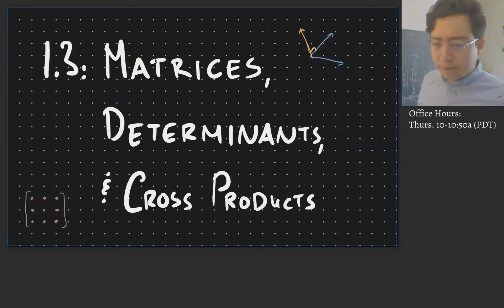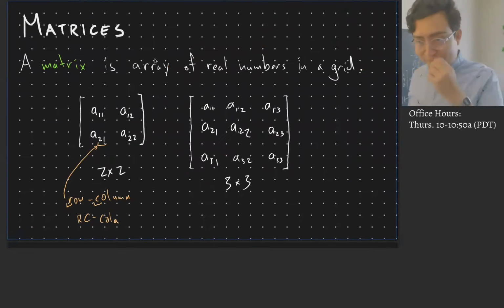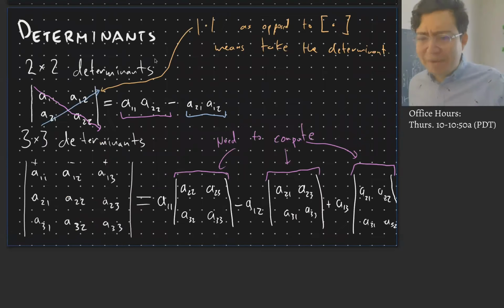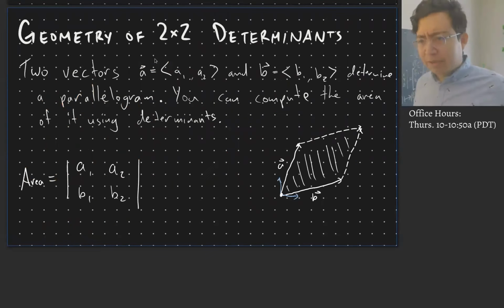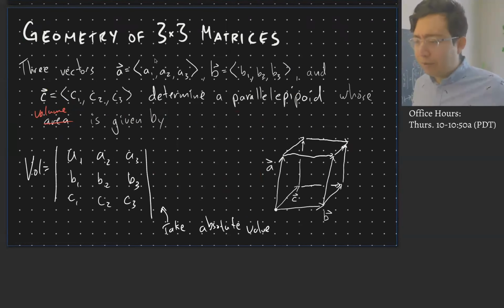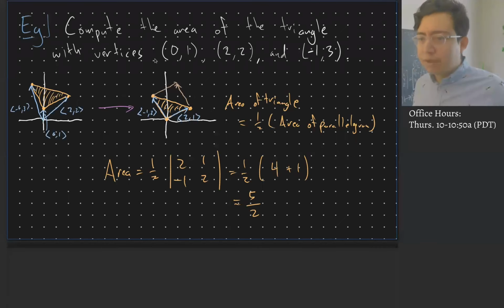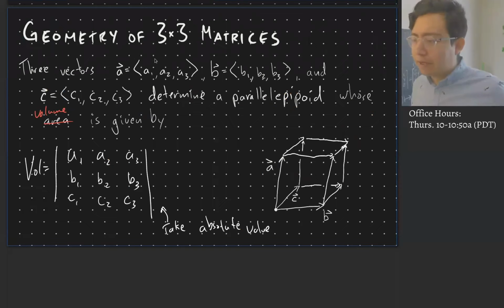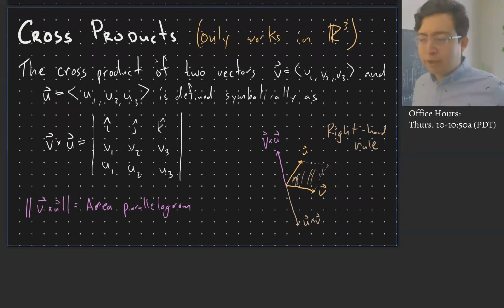Yeah, so we were in section 1.3 yesterday. Been talking about matrices, and we talked about computing determinants and some geometric applications for computing determinants, by finding areas of parallelograms or volumes of parallelepipeds. And we did this little example with computing the area of a triangle, which was an indirect application of that formula. And then we started talking about cross products.